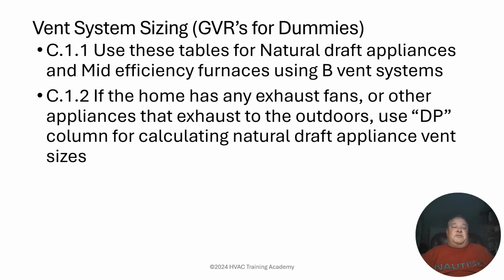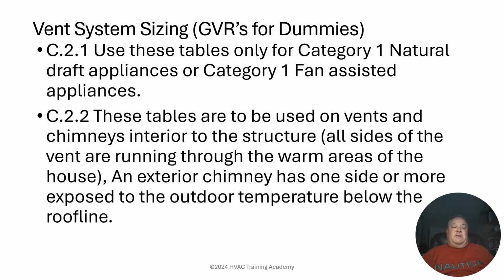So these tables will be used for natural draft appliances and mid-efficiency furnaces using B-vent systems or a C-vent with chimney applications. If the home has any exhaust fans or other appliances, obviously we're going to use the DP column, as we just mentioned, for calculating natural draft appliance vent sizes. Use these tables only for Category 1 natural draft or Category 1 fan assisted. They're to be used on vents and chimneys interior to the structure. All sides of the vent are running in warm areas of the house. An exterior chimney is defined as having one side or more exposed to the outdoor temperature below the roofline.